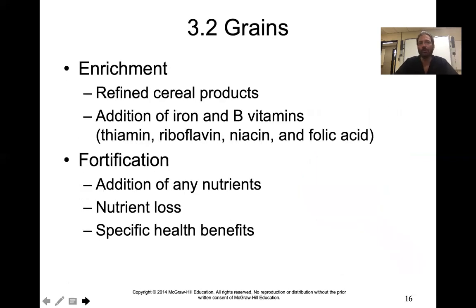So enrichment would be refined cereal products, addition of iron and B vitamins, thiamine, riboflavin B2, niacin B3, and folic acid B9, right? So start reading labels and just saying it's enriched. I always had the joke about the total cereal, and I think I mentioned before, is just basically cornflakes where they spray on some vitamins. So they're enriched, all right?